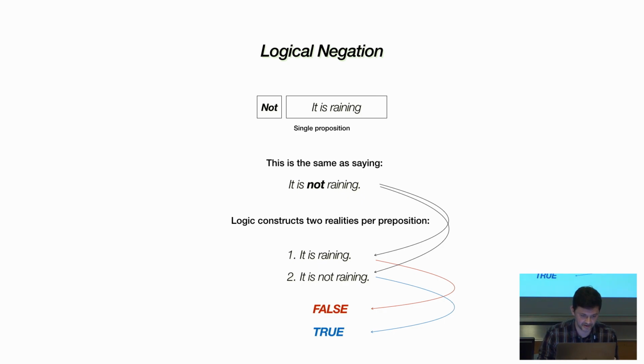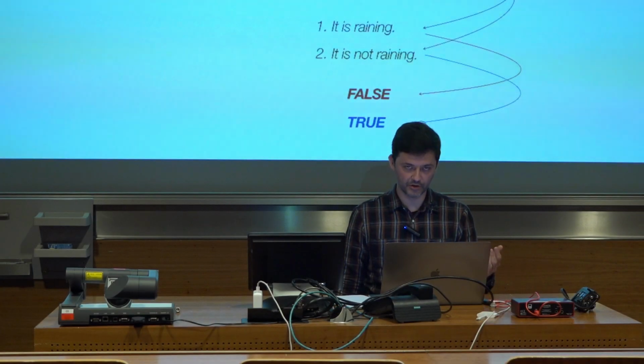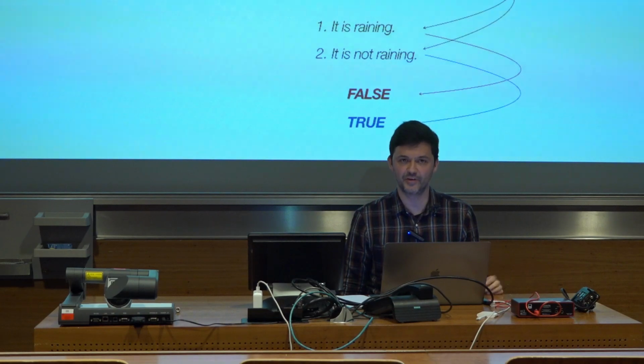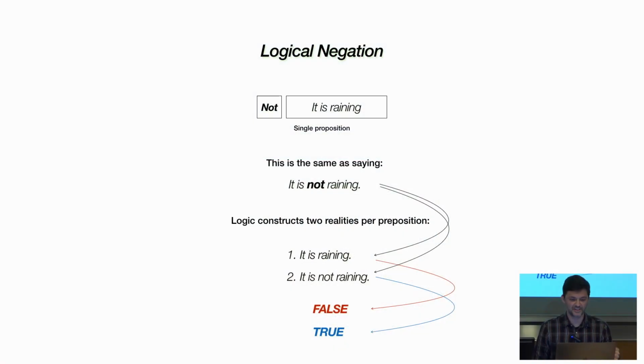Okay, so what happens here? We have a statement, it is raining, and then we put a negative operator, yeah? So, not it is raining. Or, in language, we say, it is not raining, yeah? And then logic again constructs two logical possibilities. In one it is raining, in one it is not raining. And then it asks, is it not raining? How does it relate to both of them? In the first, where it is raining, it is a false statement. In the second, it is a true statement.